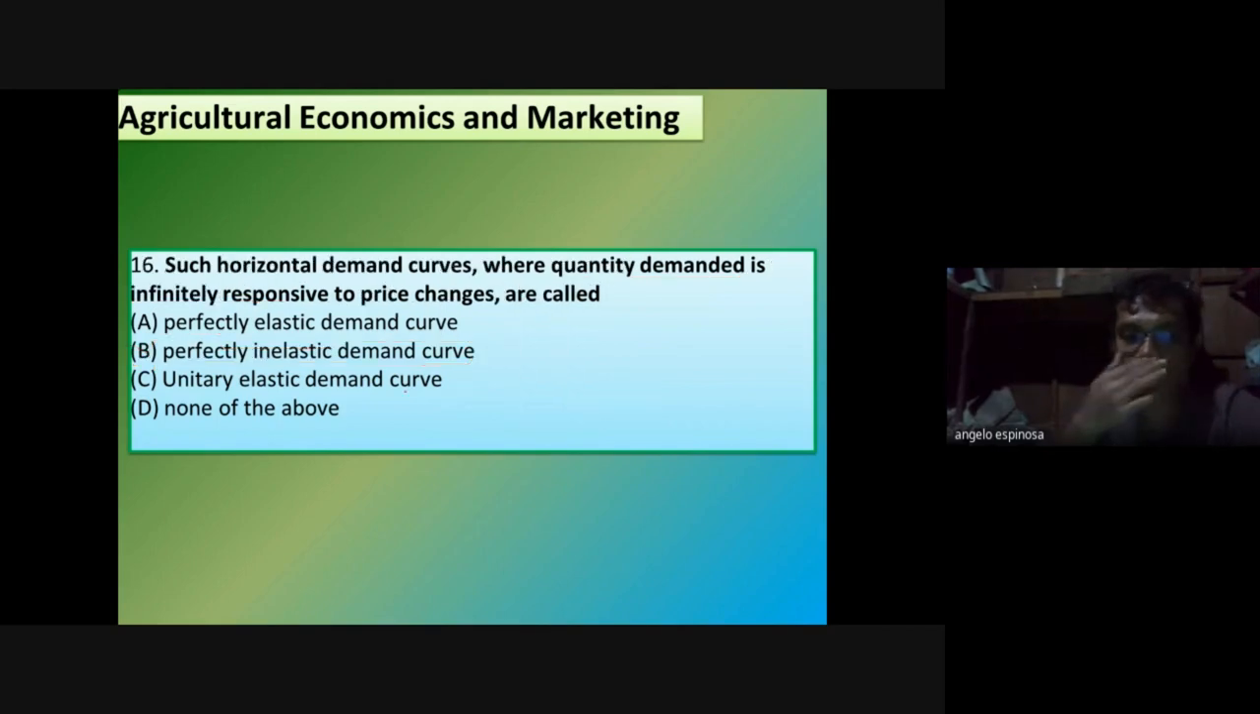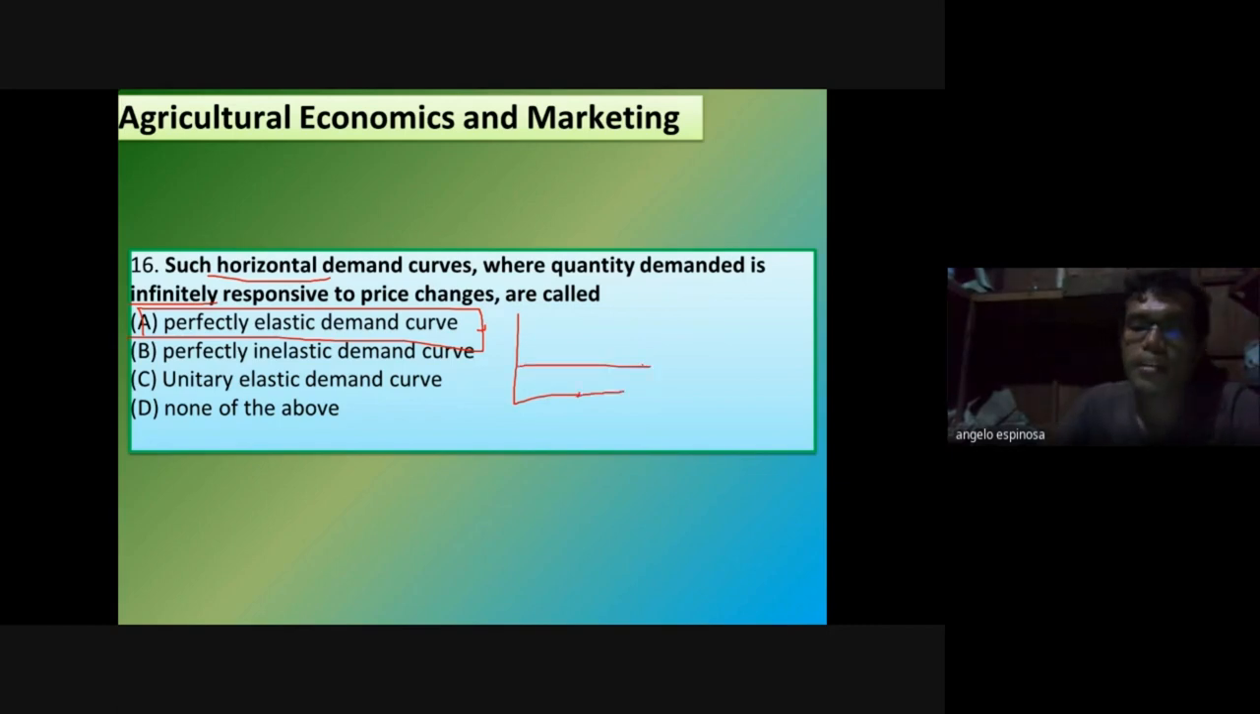Next, number 16. Such horizontal demand curves, ito na agad, no? Pinag-usapan horizontal. Ito na yung word na bibigay sa'yo ng link, no? Where quantity demanded is infinitely responsive, that is being, letter A, perfectly elastic demand curve, no? Ito yun. Ganyan yung kanyang forma.